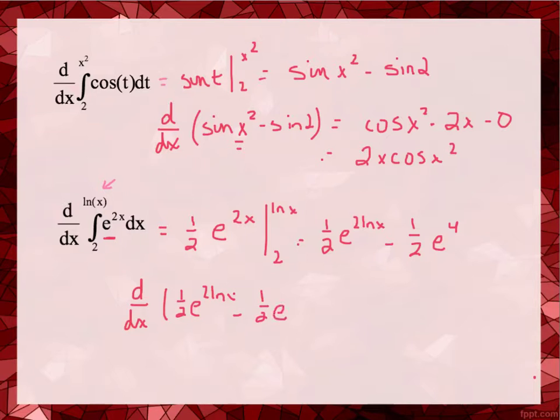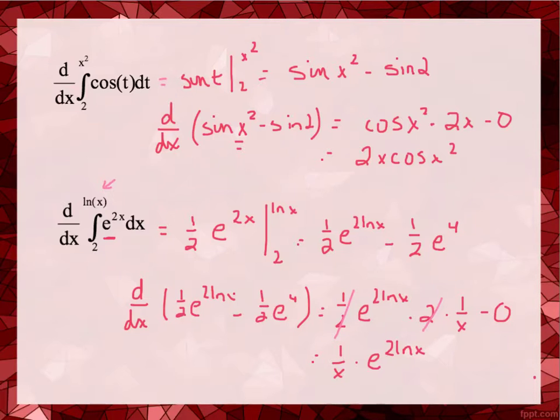So the derivative of 1/2 e to the 2 natural log of x would be 1/2 e to the 2 natural log of x times the derivative of 2 natural log of x, which is 2 times 1 over x, minus, and then the derivative of 1/2 e to the 4th would be 0. And now simplifying, the 1/2 and the 2 would cancel, and we're left with just 1 over x times e to the 2 natural log of x.